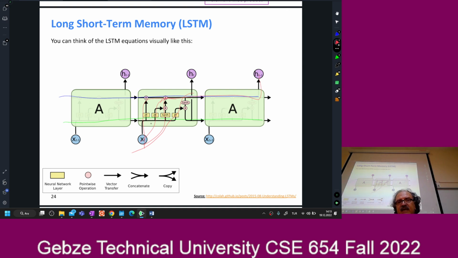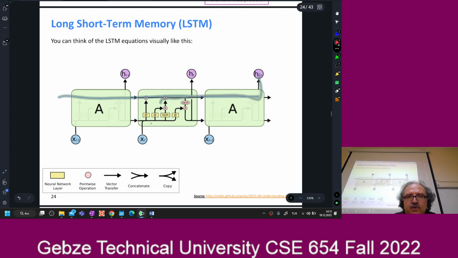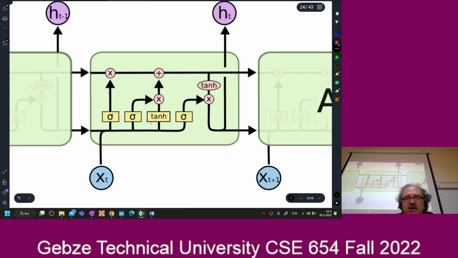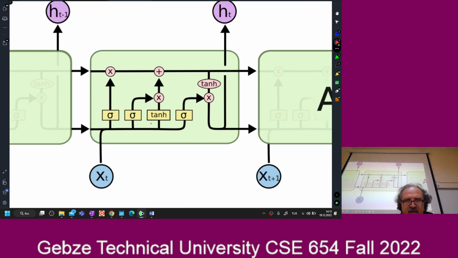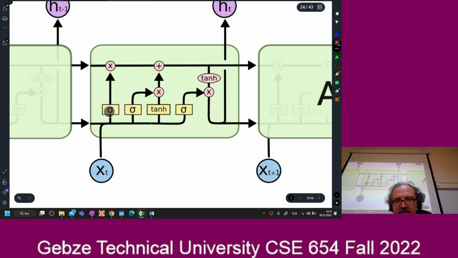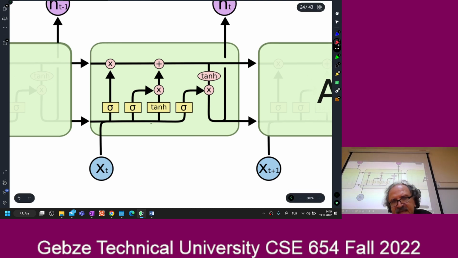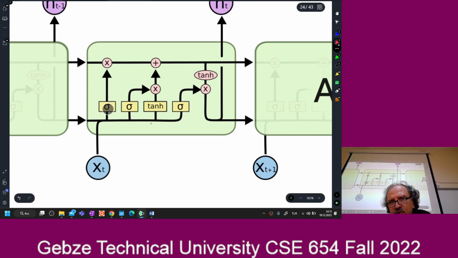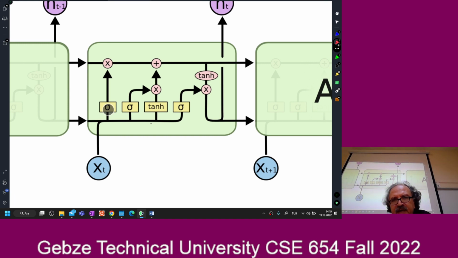Again, the main idea is to learn how to learn new stuff. This is the input gate, right? Is this input? No, this is the forget gate. See what it does? Learn what to forget and forget that much.